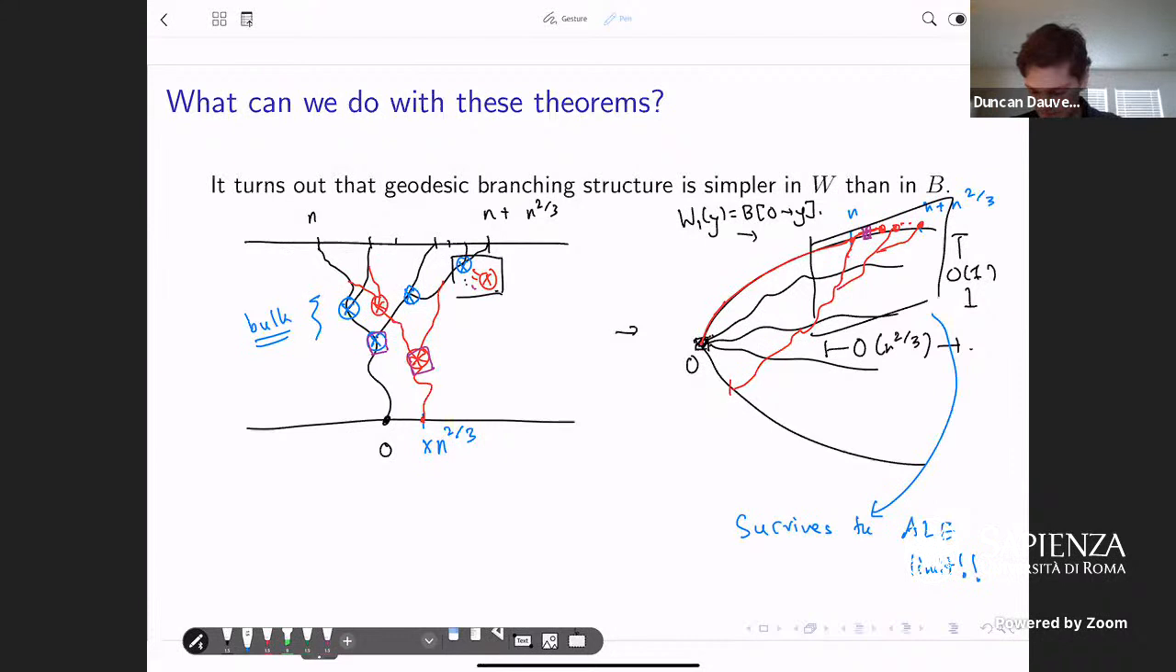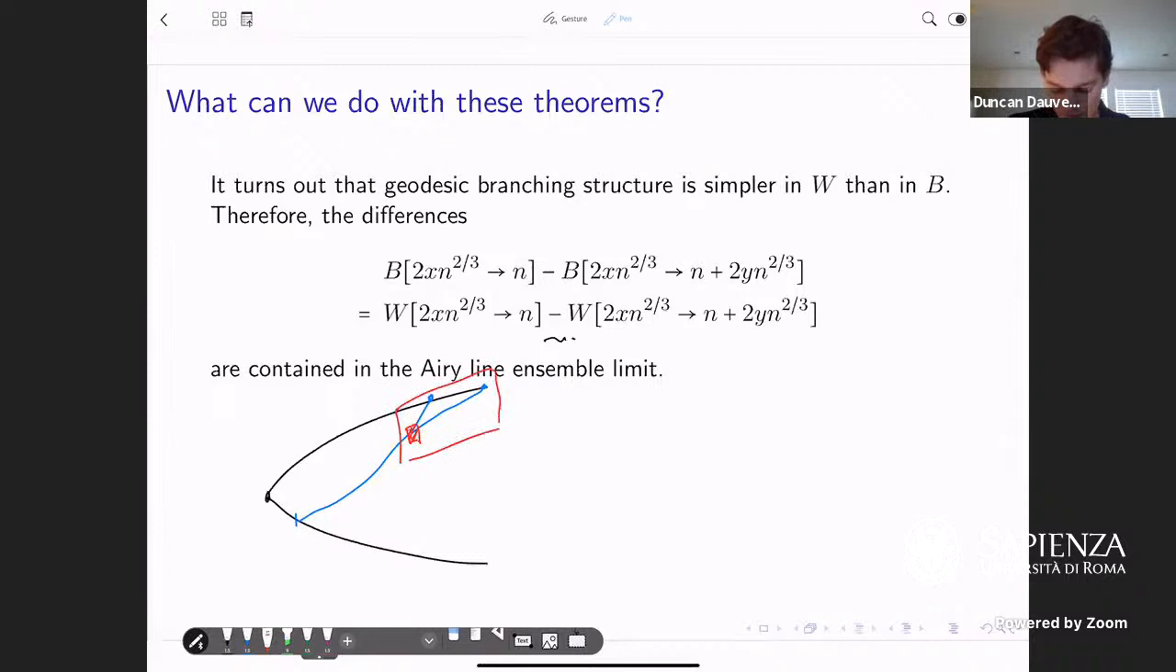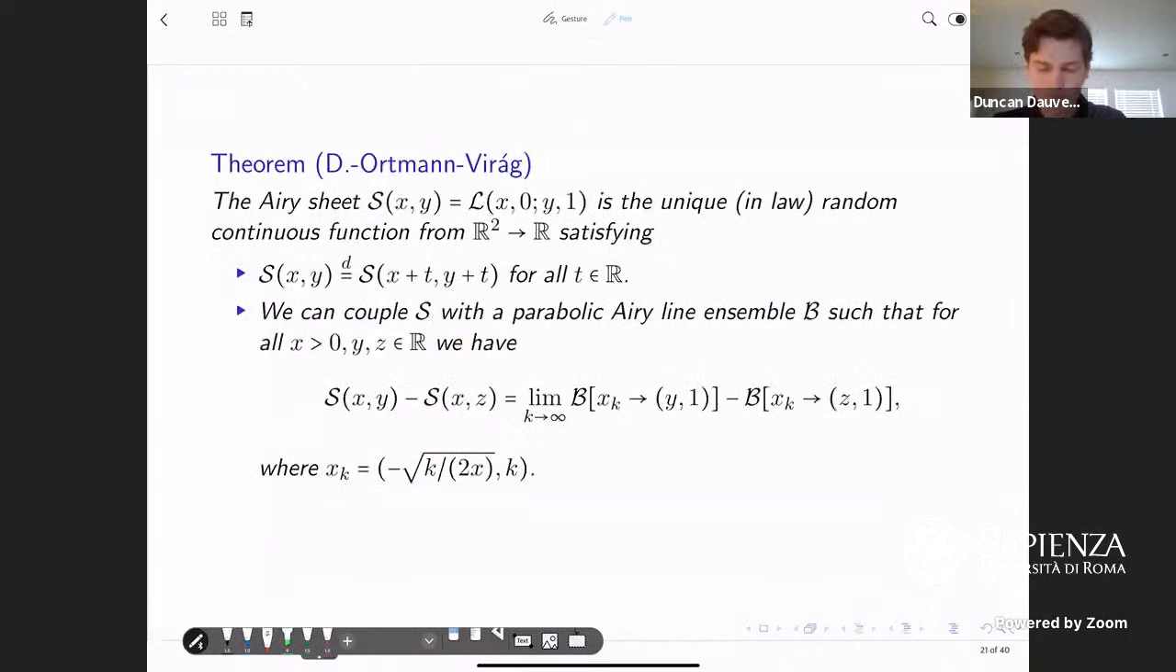So then what can you do with this? If I look at the difference between two Brownian last passage values, this is the same as the difference between two last passage values in W. And if we believe this thing that I put on the other page, then this is the same thing as the difference between two last passage values from a branch point, which survives into this Airy line ensemble limit. So you can expect that all differences of this form are contained in the Airy line ensemble. And this is kind of the key idea for constructing the Airy sheet. So this is the theorem which is going to characterize the Airy sheet, which is this L of x0, y1.